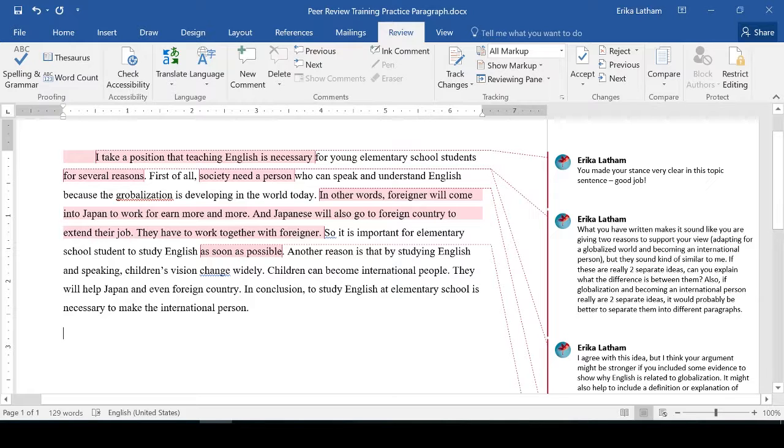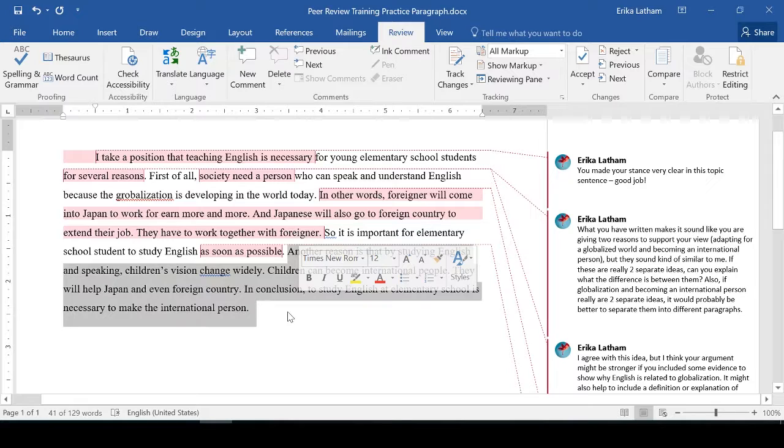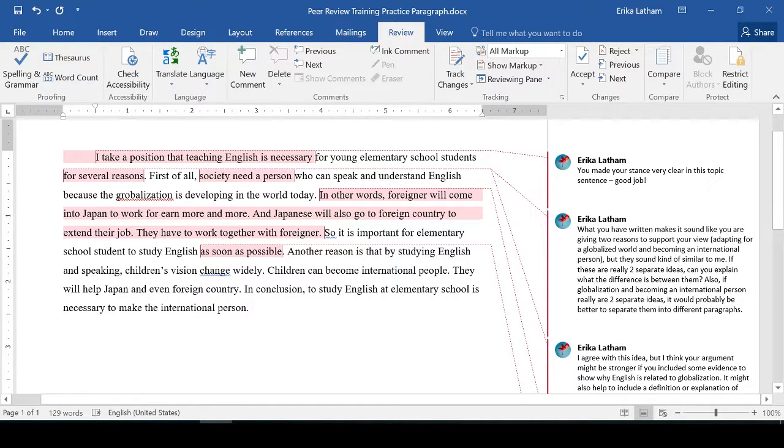"Another reason is that by studying English and speaking, children's vision change widely." Right. The rest of this is the second reason that they give, which doesn't really seem like a separate reason to me. So I don't think I need to comment on any of this right now, because the writer might combine it with the first reason based on my original comment anyway. So now let me read through it one more time for the smaller things like grammar and spelling.